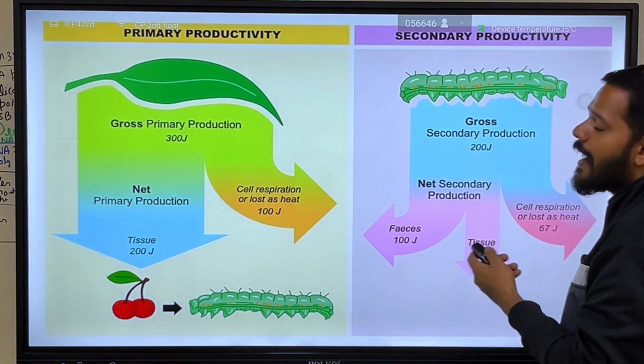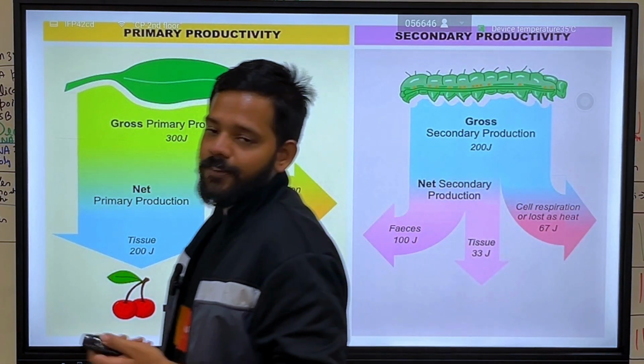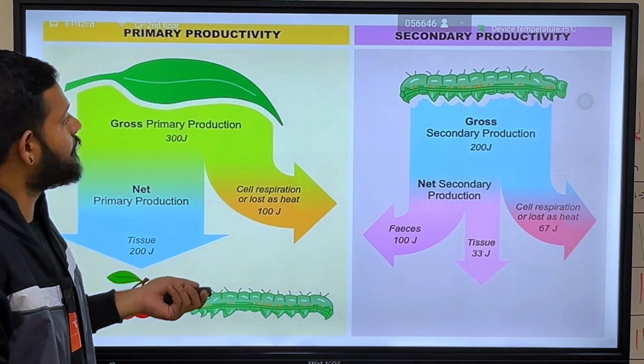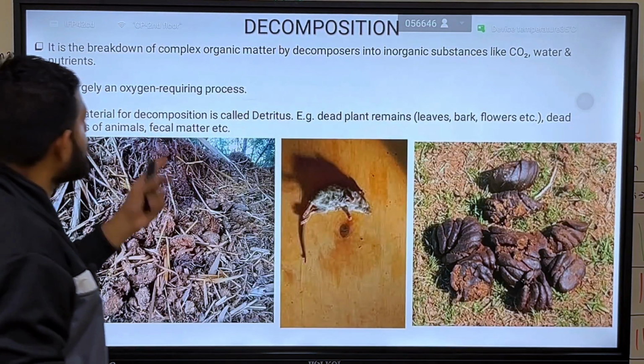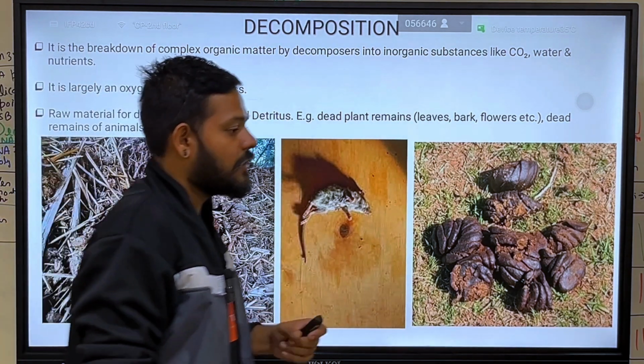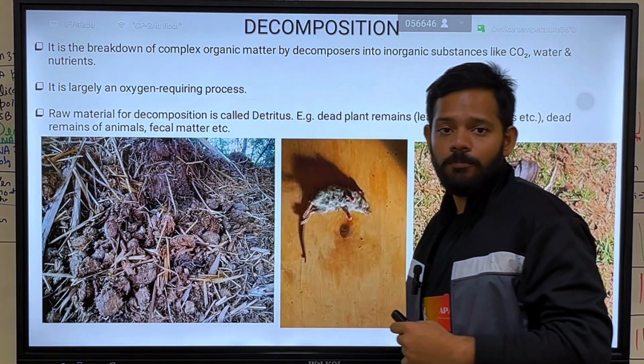Okay, so this is the diagrammatic view of primary productivity and secondary productivity. How can you determine primary productivity and secondary productivity with the help of the diagram? Okay, next is decomposition. Next function of the ecosystem, that is decomposition.